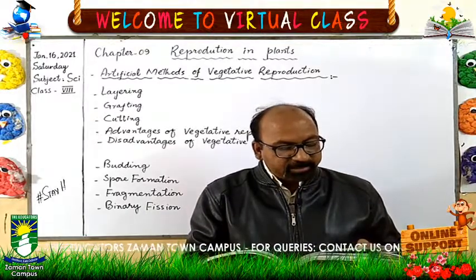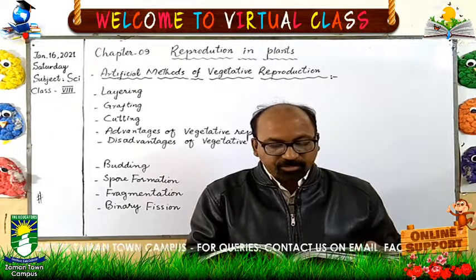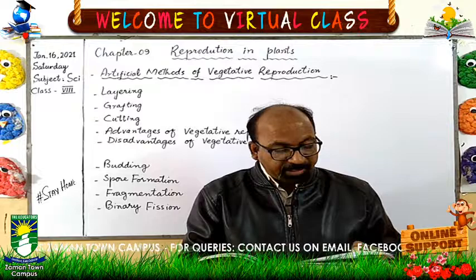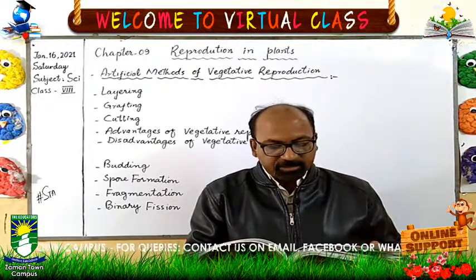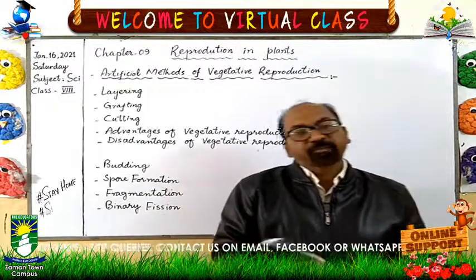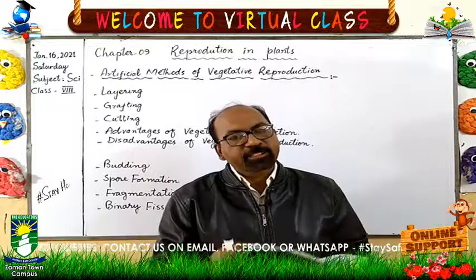B part, question number 3 is: explain the process of grafting in plants. Give any one example. And C part, question number 1: what are the advantages and disadvantages of vegetative reproduction? We have discussed the advantages and disadvantages. You will write it as it is.